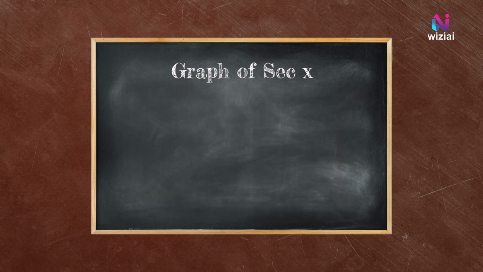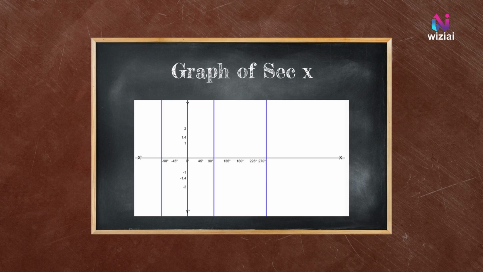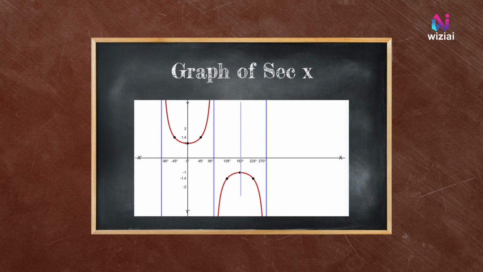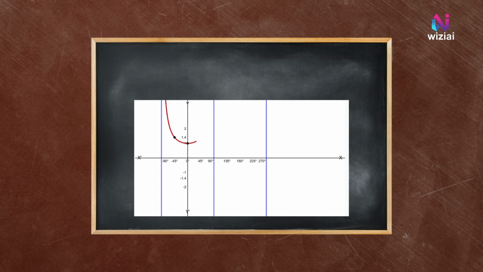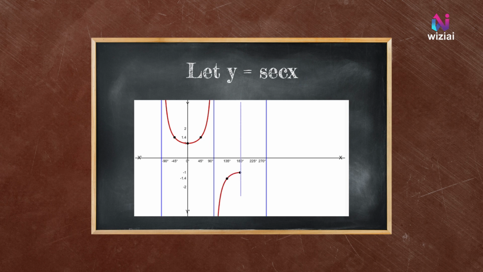Graph of sec x. Secant, the reciprocal of cosine, gives us a distinctive U-shaped and inverted U-shaped pattern. Wherever cos x is equal to 0, sec x becomes undefined, producing vertical asymptotes. Between these points, the graph opens outward, never crossing between minus 1 and plus 1. In fact, sec x exists only outside that range. This helps us visualize the infinite nature of reciprocals in trigonometric domains.